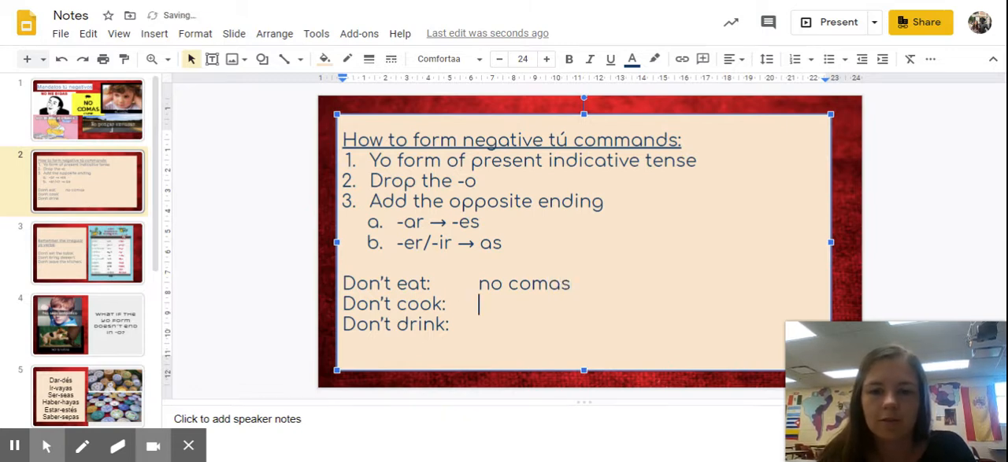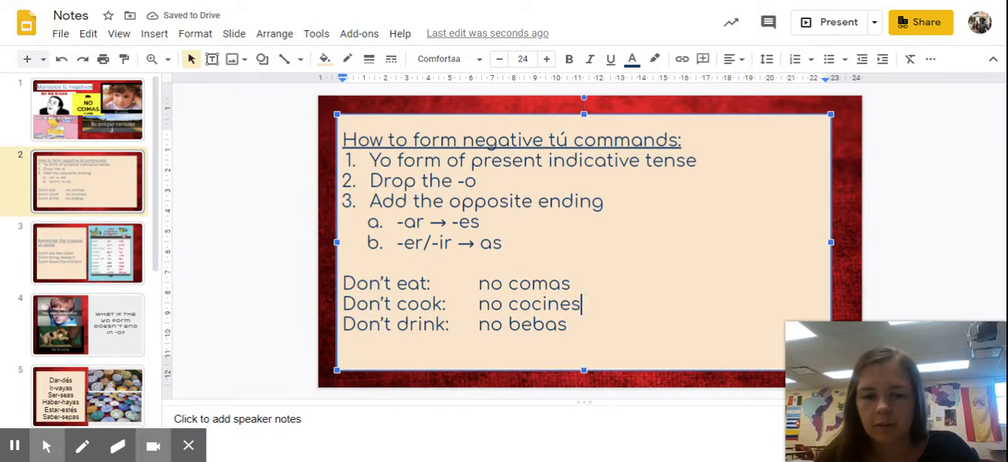If I'm saying don't cook, I'd have my no, cocinar is to cook. So I have to take my yo form, cocino, drop the O. Now I'm going to add my opposite ending. Cocinar is an AR verb, so it's no cocines. Don't drink. I have my no, beber is to drink. I have my yo form, drop the O. My opposite ending is no bebas.